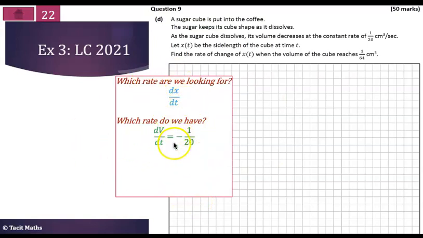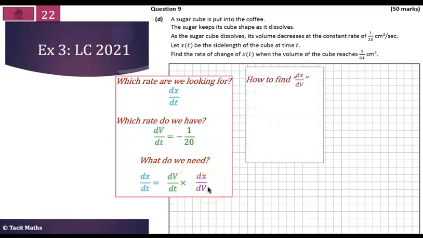So once we have these two things, then we can use our chain rule now to figure out what we actually need to find. Okay, so we're looking for dx dt. We have dv dt. So what do we need? Well, we need dx dv. Right, because if we can get this derivative here, the dv's will cancel and we'll be left with dx over dt. So this purple one here is what we're looking for, dx dv. So we need to find that.